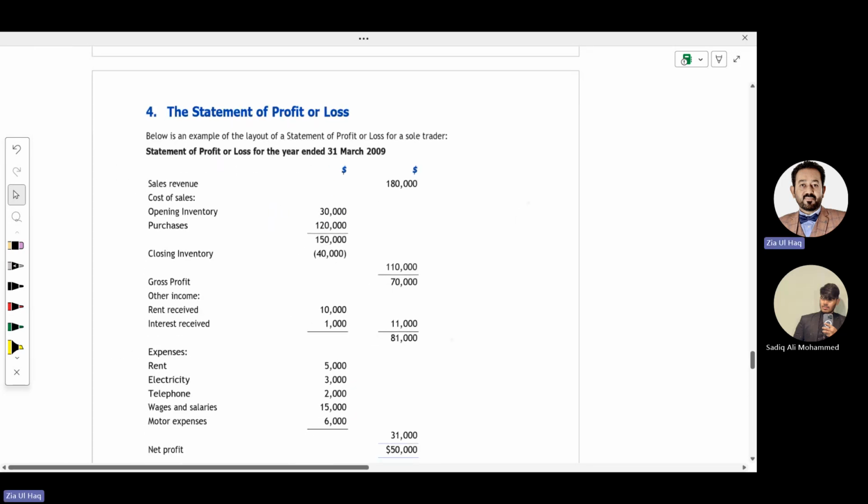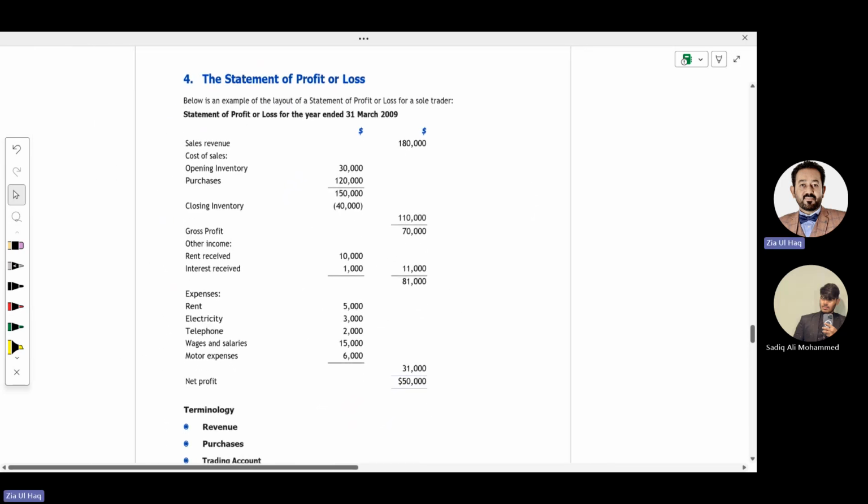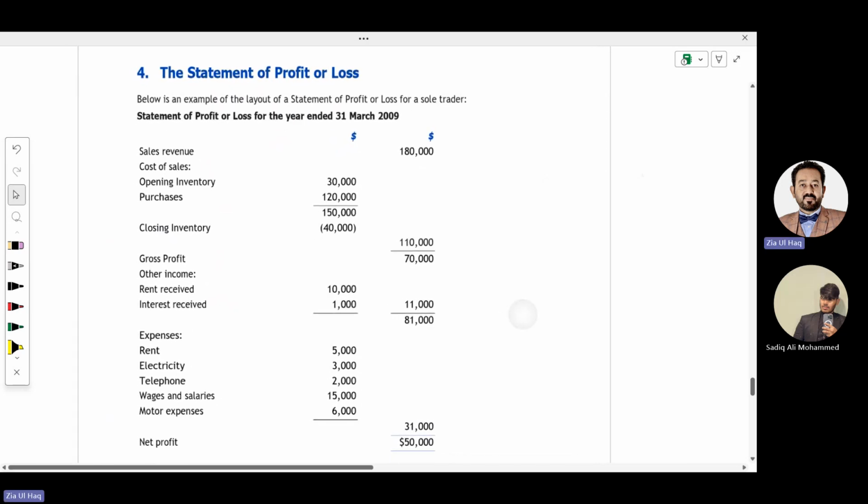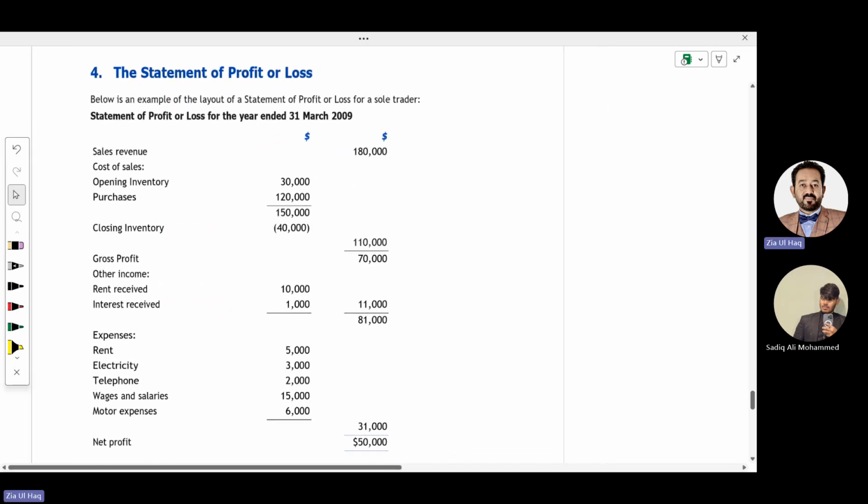So let's learn how to prepare a statement of profit or loss account. How can a profit and loss account be prepared? We will put the heading statement of profit or loss, and then we will mention the year end, for the year ended 31st March 2009, because on a yearly basis we prepare financial statements. A profit and loss account will always start with the figure sales revenue.